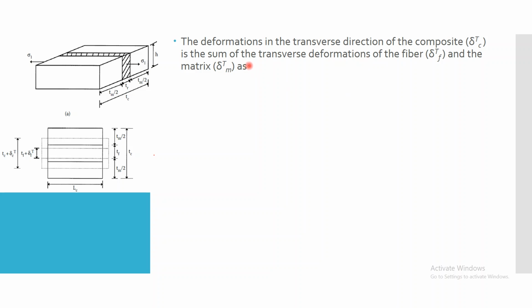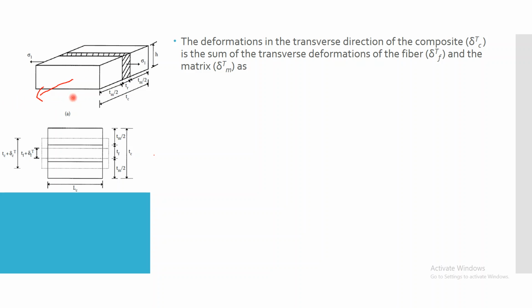Strain is nothing but change in length, that is the composite deflection delta, and fiber deflection, matrix deflection will arise. So we should use these parameters for our derivation part. So let us look into the transverse direction of the composite. Deformation in the transverse direction as delta C, and transverse deformation as delta F, and transverse deflection for the matrix as delta M. Means all these things are found in this direction.